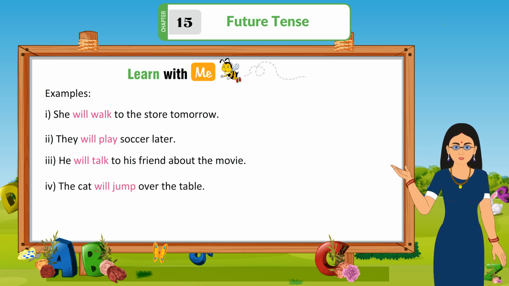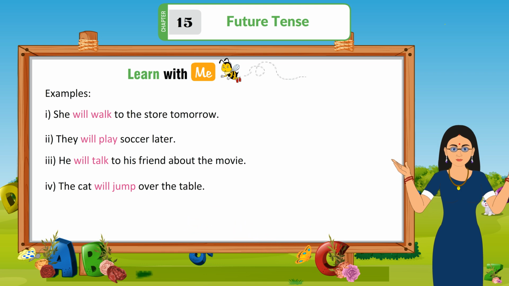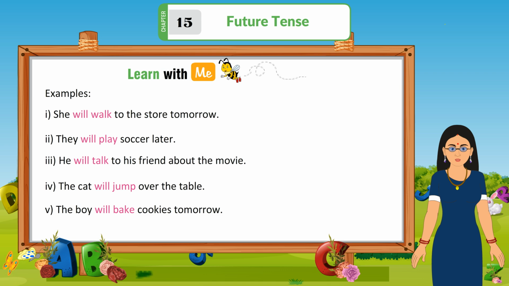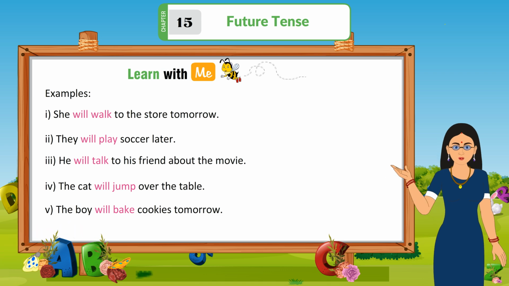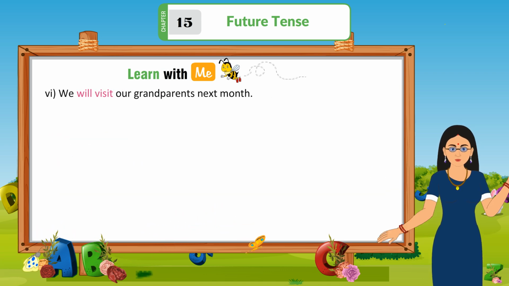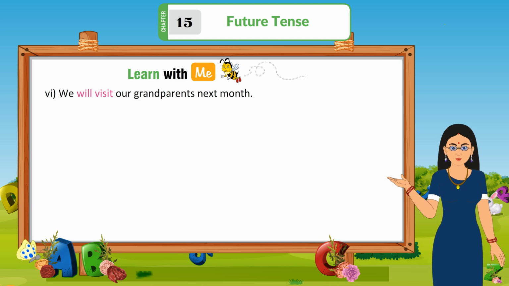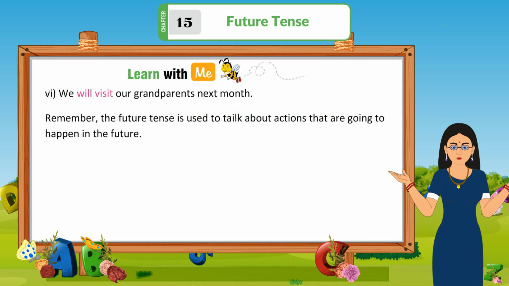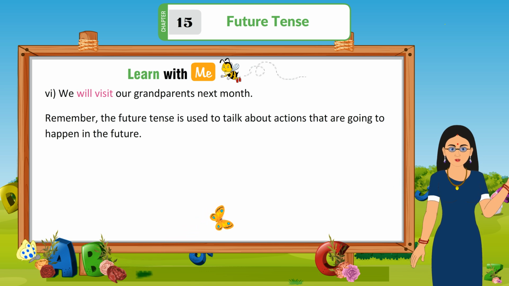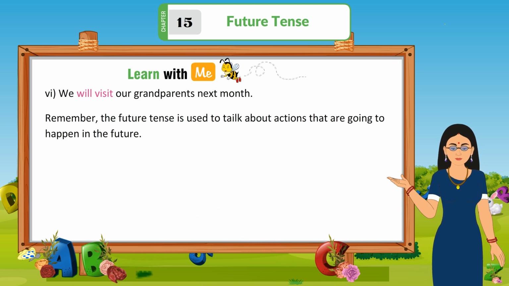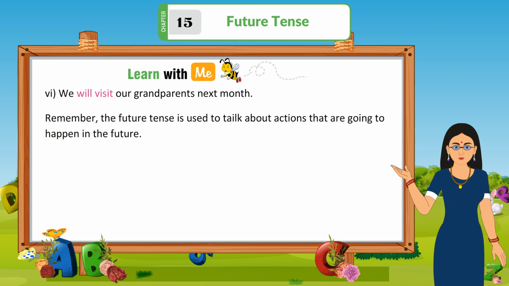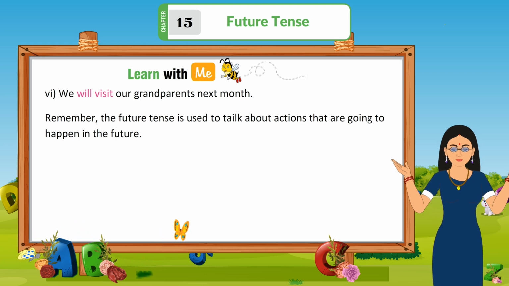4. The cat will jump over the table. 5. The boy will bake cookies tomorrow. 6. We will visit our grandparents next month. Remember, the future tense is used to talk about actions that are going to happen in the future.